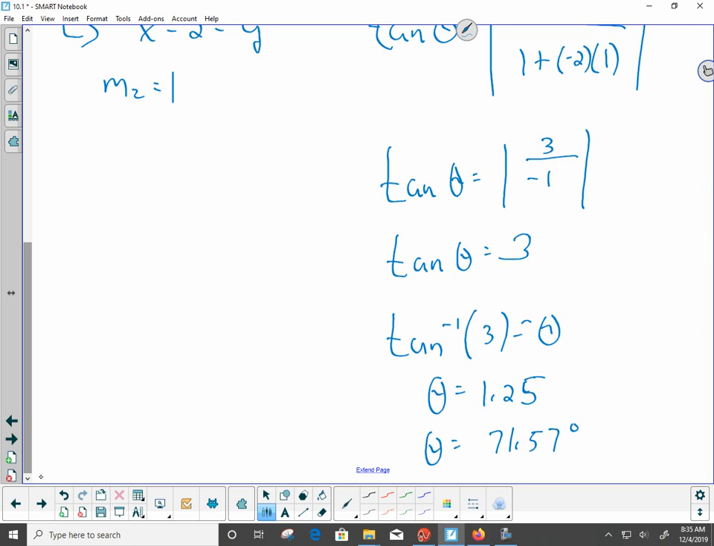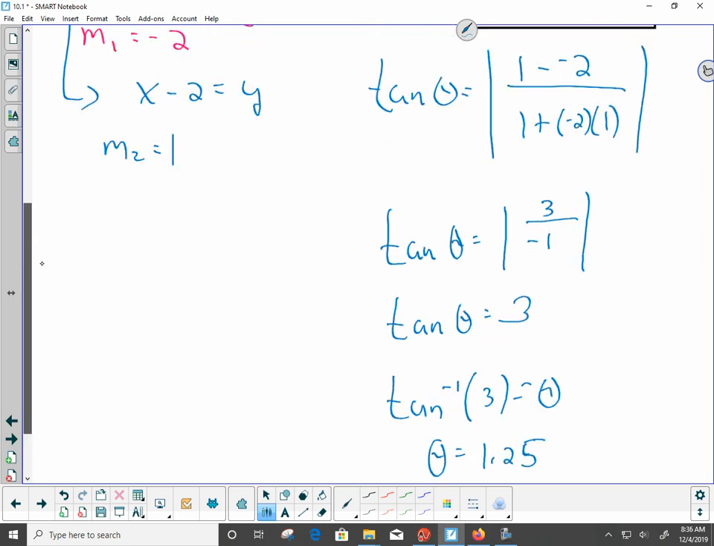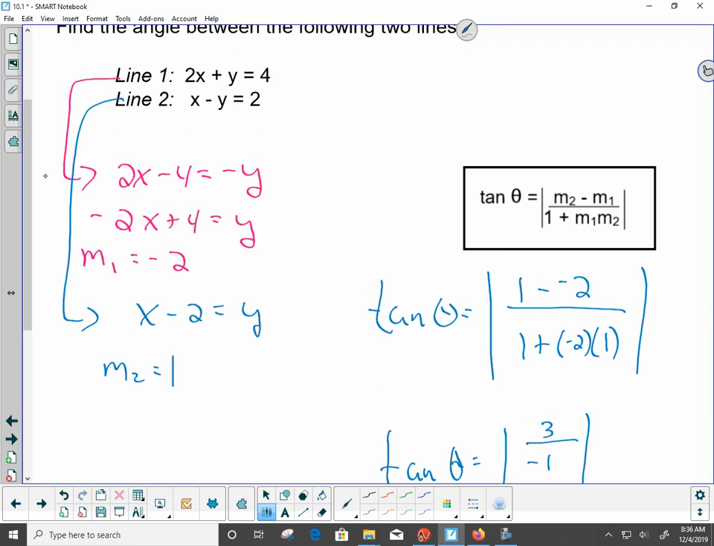Everyone good? Did we get that? That's all you have to do. That's not bad. The harder way is you would find the angle of one of them, find the angle of the other, and then subtract the two angles. This one's just sort of condensing it all into one.